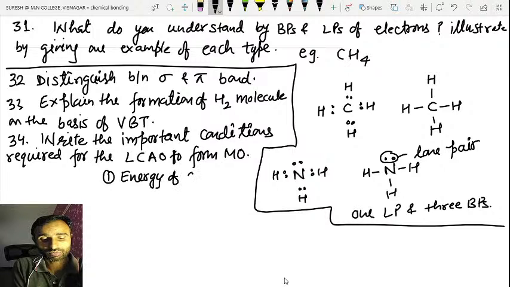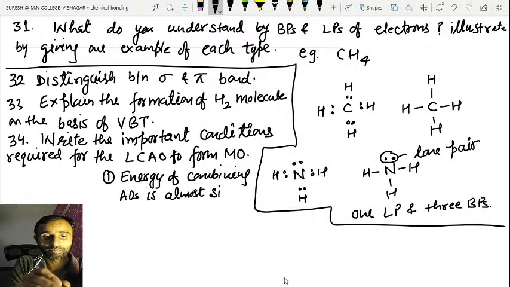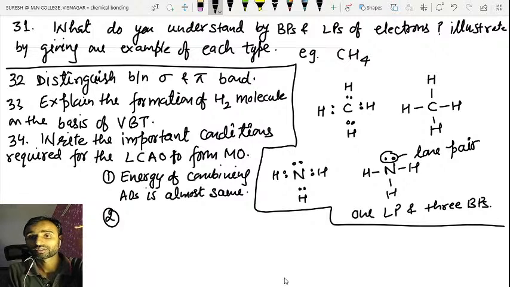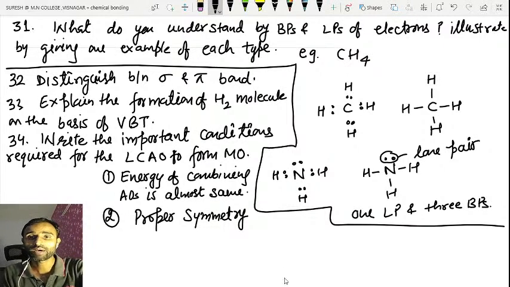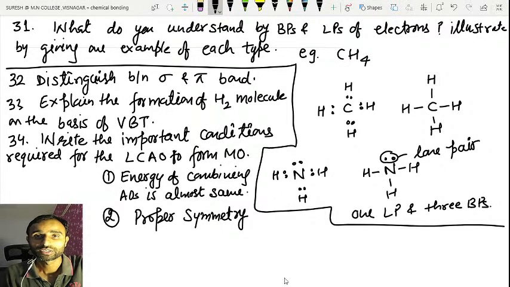the energy of the combining atomic orbitals is almost similar or almost the same. There is a slight difference in energies. And the second condition is they should have proper symmetry. They should have proper symmetry.